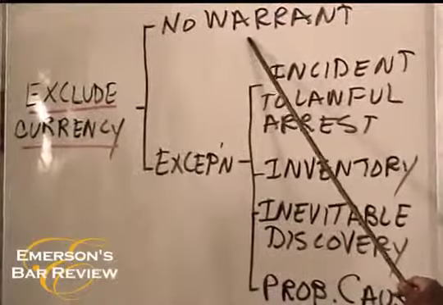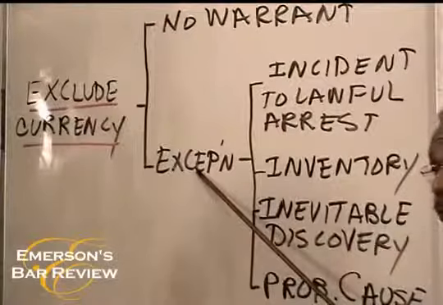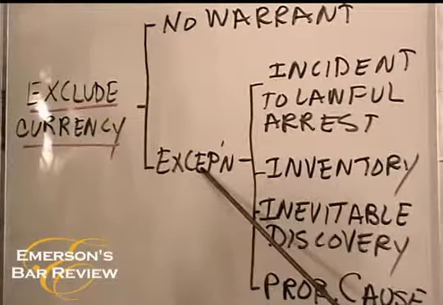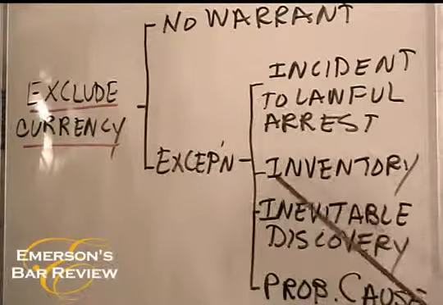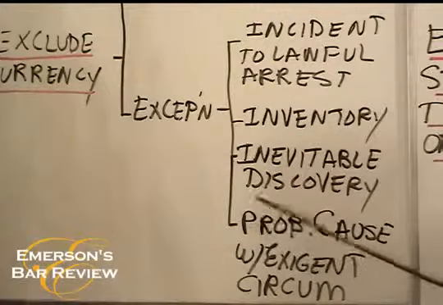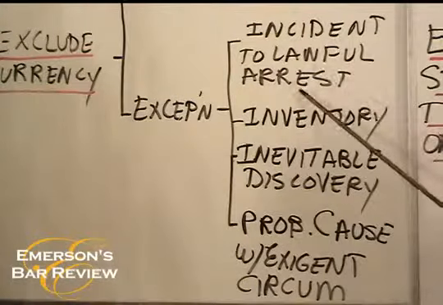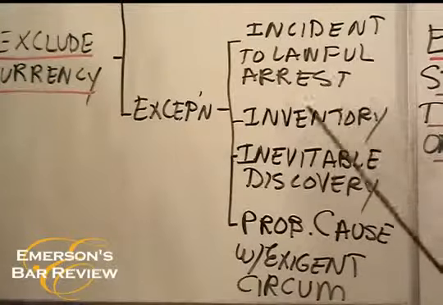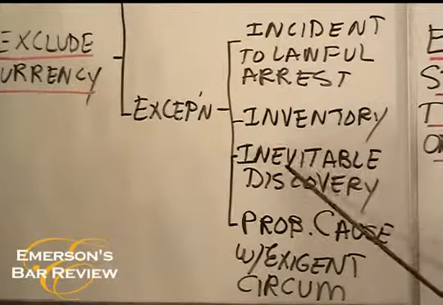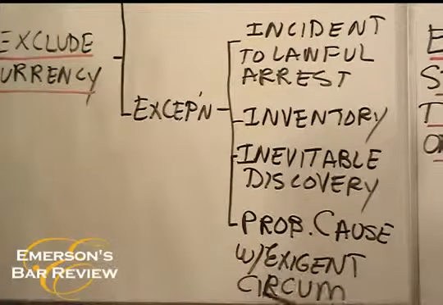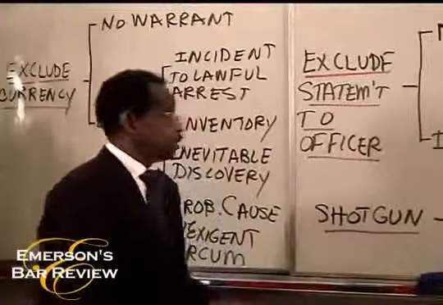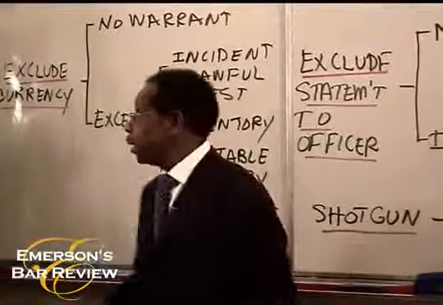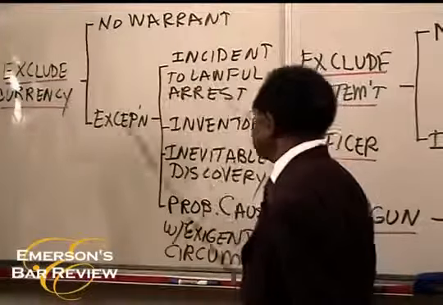If the police don't have a warrant, the rule is that the state has to prove that an exception to the warrant requirement applies. The state has to prove a warrant exception with the preponderance of the evidence. Well, here are the warrant exceptions that might apply in this situation. One, incident to a lawful arrest. Of course, we've got to prove that the arrest was lawful. Inventory search, inevitable discovery, and probable cause with exigent circumstances. Those are the exceptions that we are going to try to apply. So let's take a look at those. First one, incident to a lawful arrest.